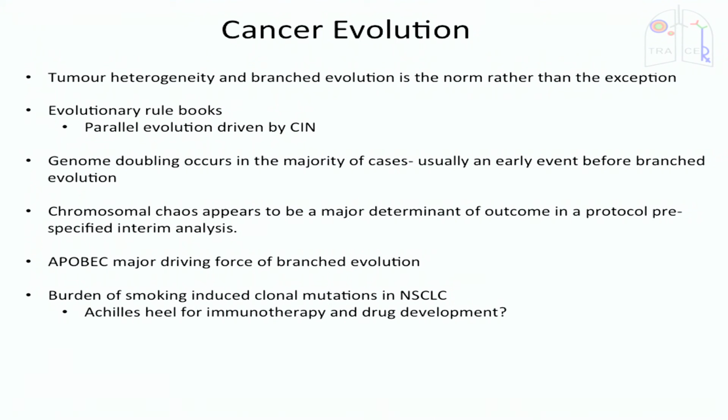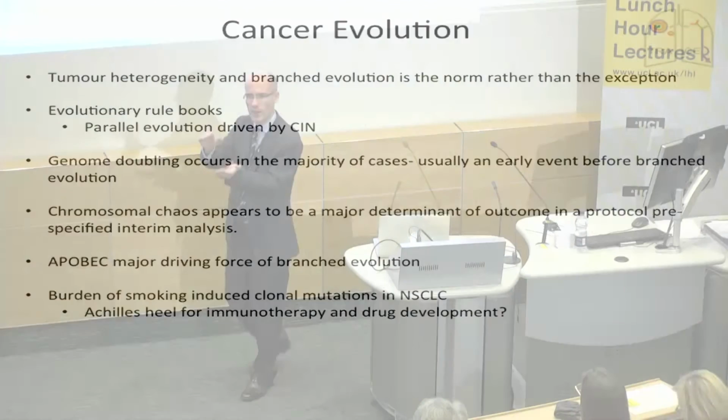So that pretty much summarizes my talk: heterogeneity and branch evolution is the norm, heterogeneity is here, and we've got to deal with it. We can't just continue targeting single point mutations because resistance is inevitable. I think it's clear that genome doubling is important in evolution. APOBEC, this mutational mechanism, is a driving force of branch evolution, and I hope that this burden of clonal, truncal alterations in these tobacco-associated cancer genomes will be an Achilles heel for cancer therapies in the future and will hopefully enable us to improve outcomes for patients suffering from lung cancer.